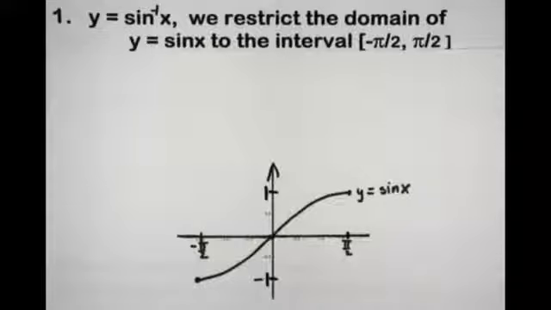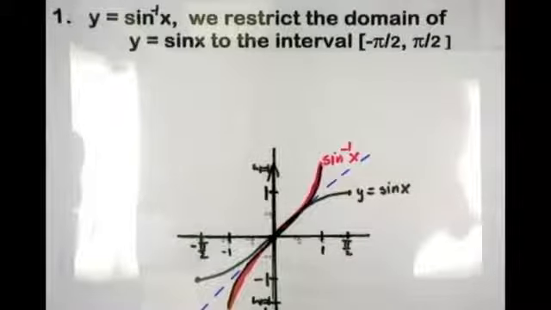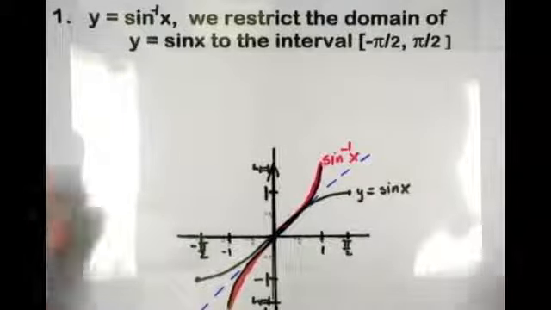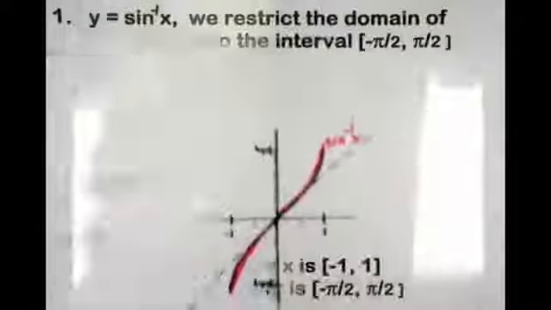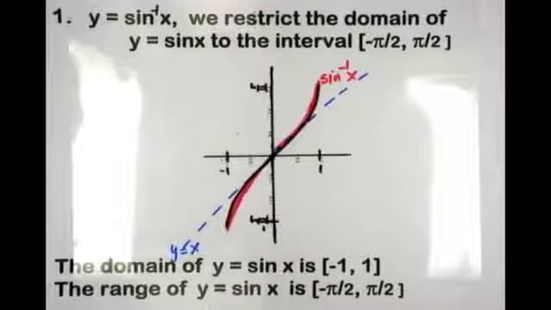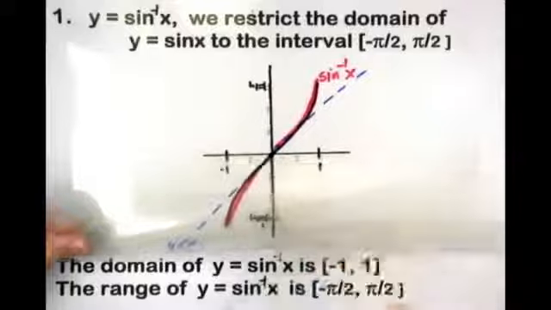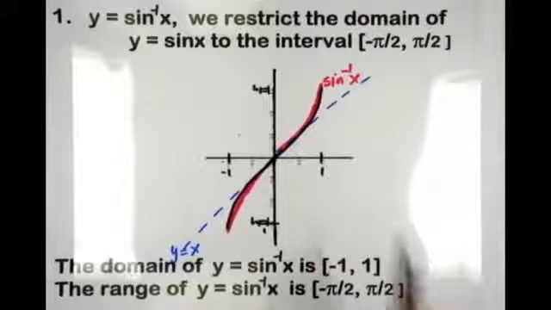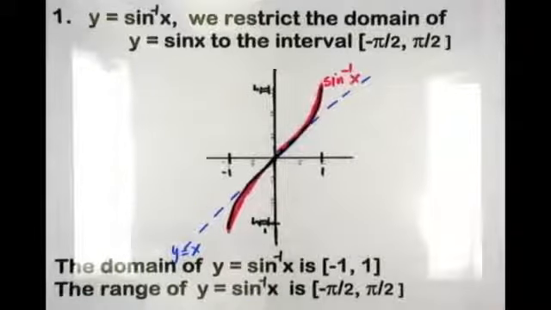And the inverse is a reflection by y is equal to x. So that's the inverse. The red graph is the inverse function. Okay? So the inverse function is basically like this. Domain of sine inverse. As we can see, the domain of sine inverse is from minus 1 to 1, and the range is from minus pi over 2 to pi over 2.